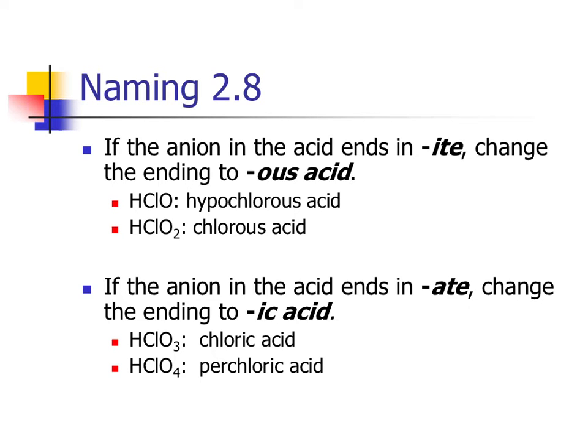If the polyatomic ion ends in ATE, we change the ending to ic. Now this one has a way to remember: the only way you know if something is icky is if you ate it. The only way you know if something is icky is if you ate it.